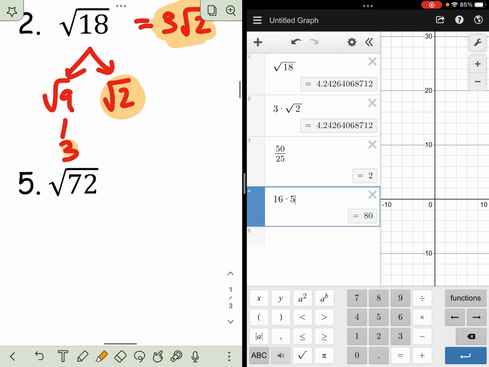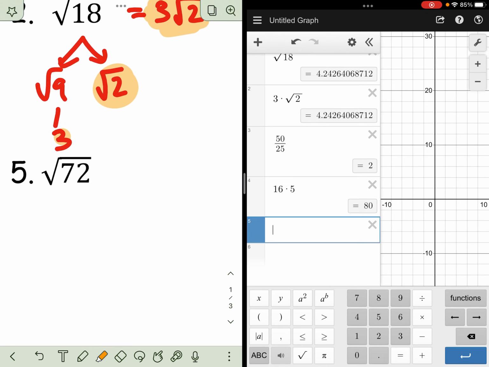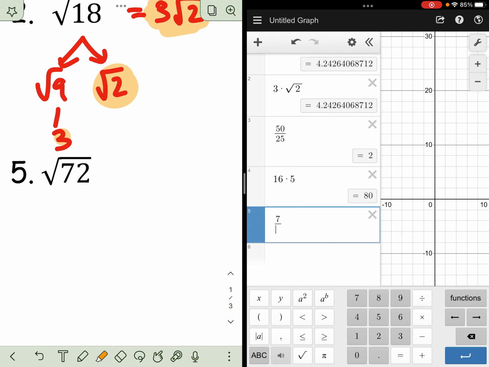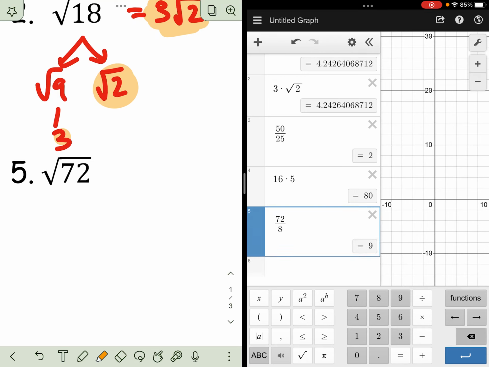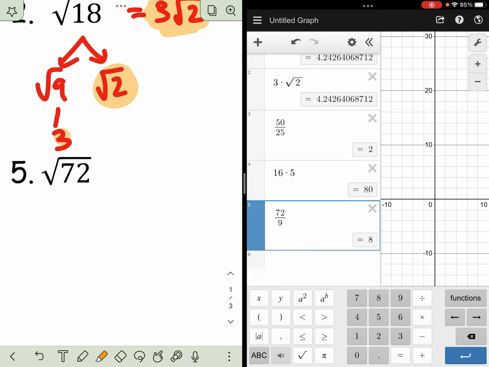Okay, 72, well, 72 is divisible by 9. But if you think about it, that gives you 8. 8 also has 4 that goes into it. So that tells you that it has a bigger perfect square. So remember I said we're looking for the largest one. So what's a bigger perfect square that goes into 72?